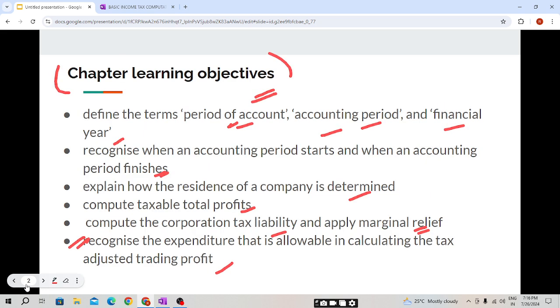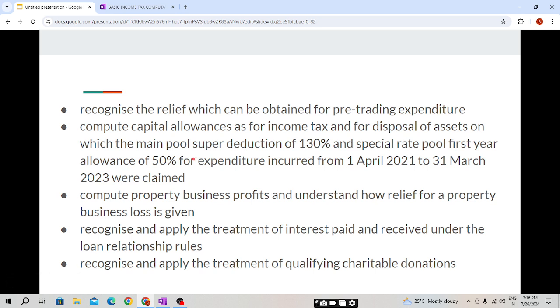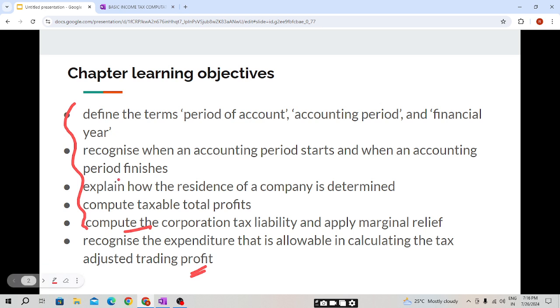So students, the most important point in this chapter is the first 5 topics. After this, the calculation of tax adjusted trading profit, then the capital allowance, then property business, then interest paid and received, and the treatment for qualifying charitable donations are easy. If the individual part is clear to you, then these topics relating to trading, property business and capital allowance will be easy. So the main topics of this chapter are these 5 topics. I hope this is clear to all of you.